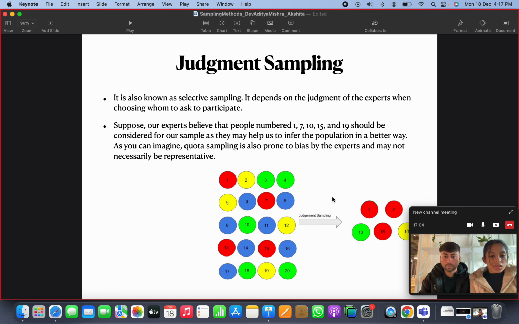The other one is judgment sampling. It is also known as selective sampling. It depends on the judgment of the experts when choosing whom to ask to participate. Suppose our experts believe that 1, 7, 10, 18 and 19 will participate and perform better in the population. This type of sampling is also prone to bias by the experts and may not necessarily be representative.